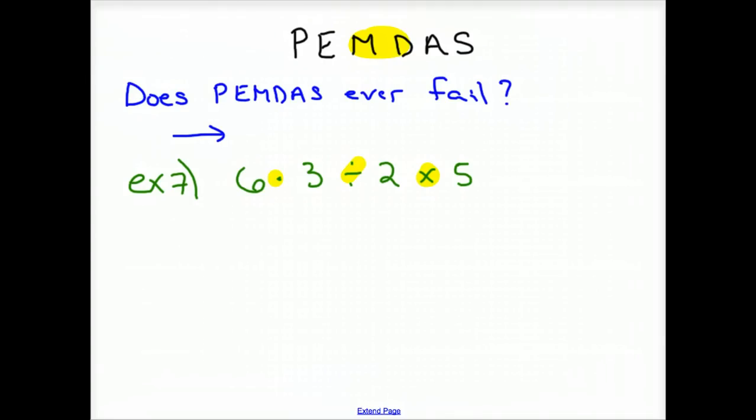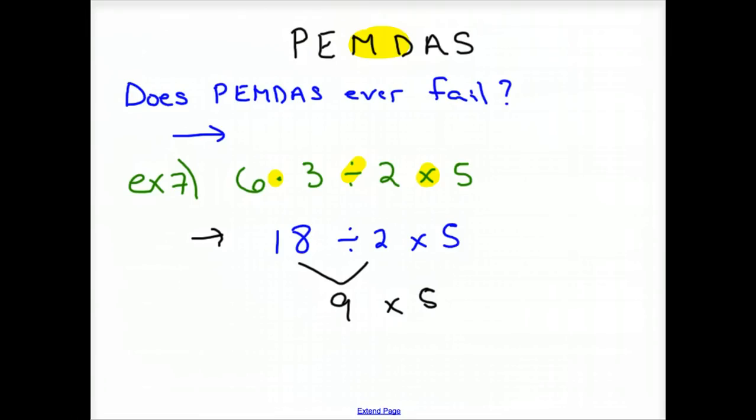So 6 times 3, you get an answer of 18 divided by 2 times 5. Again, I still only have division and multiplication. Again, left to right, 18 divided by 2, I get 9 times 5, 45.